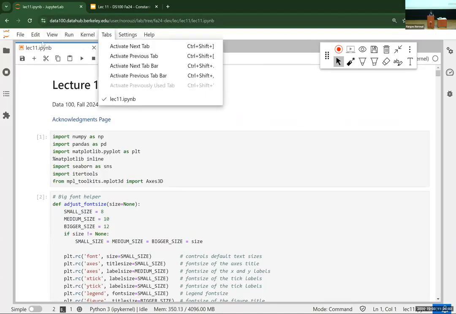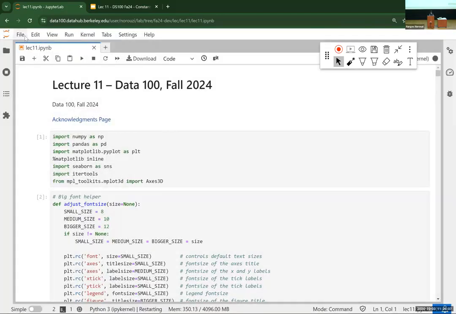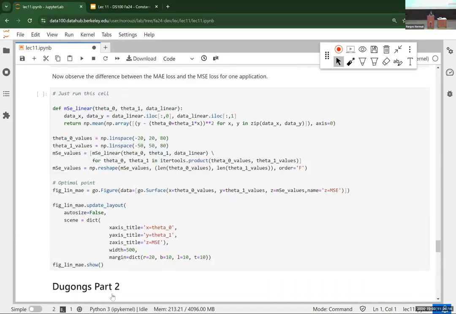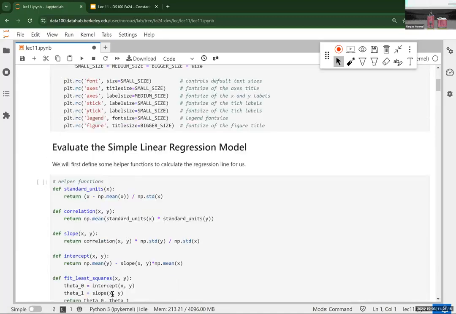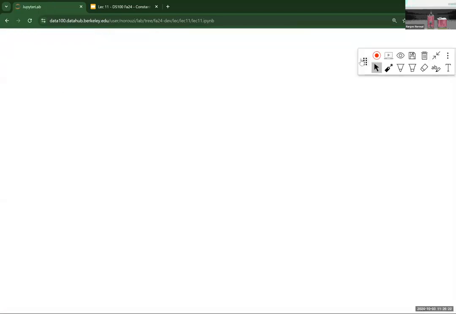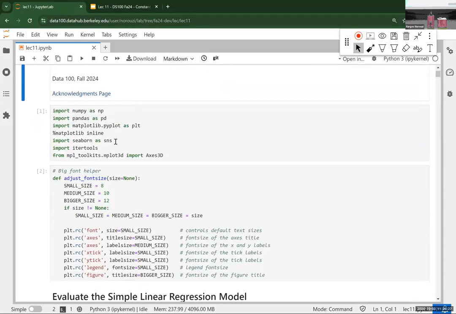I'm going to restart my kernel, and I'm going to clear all the outputs. Actually, let me reload it so that my notes are also reset. All right, cool. So let's take a look.